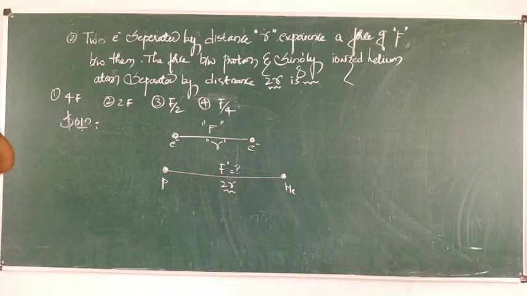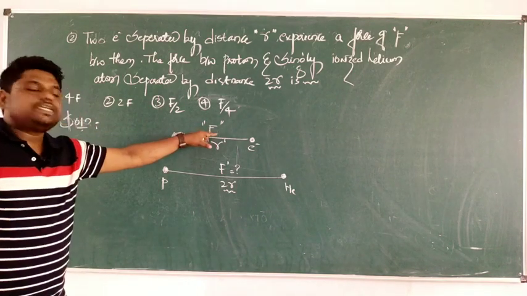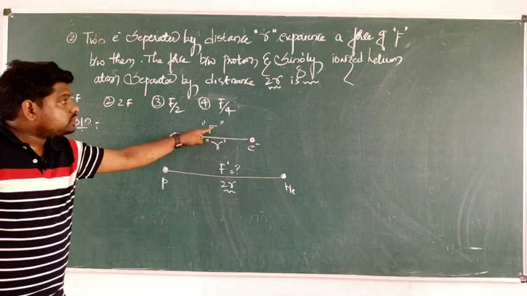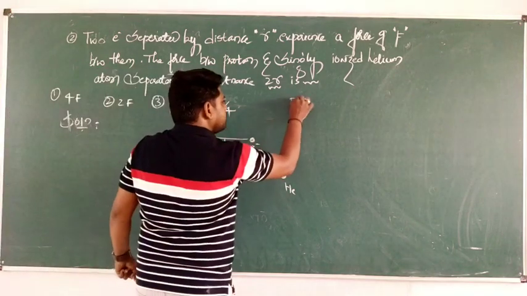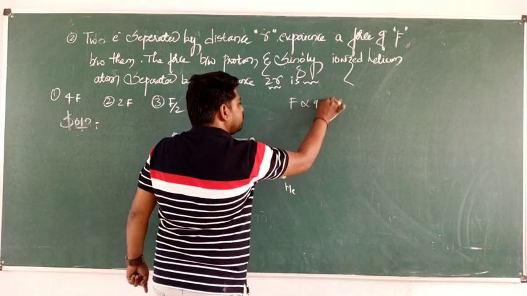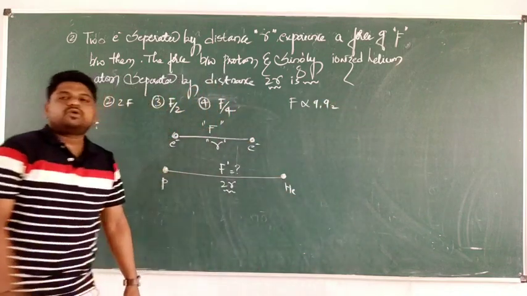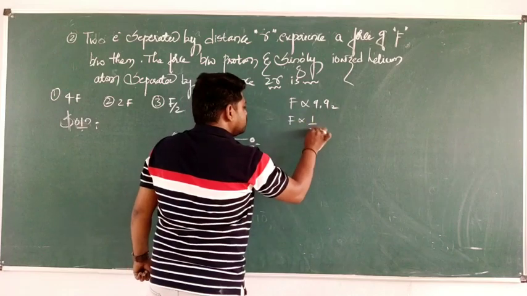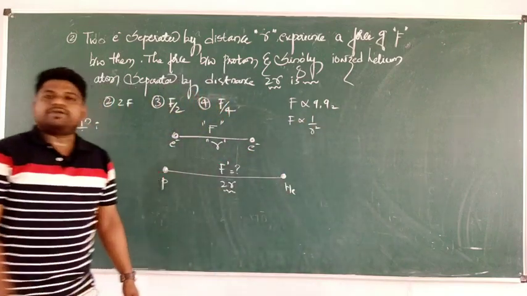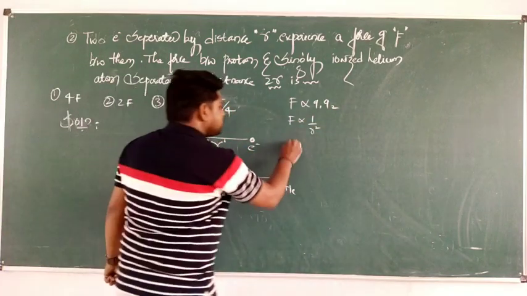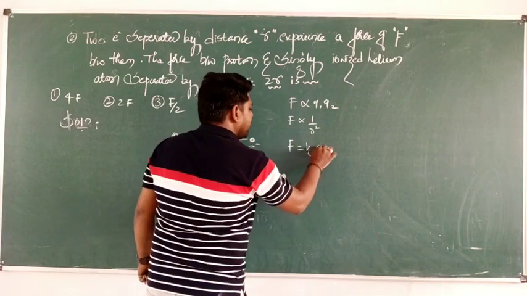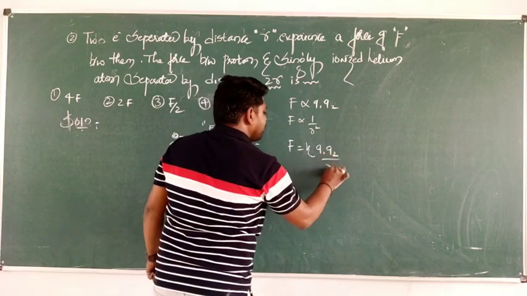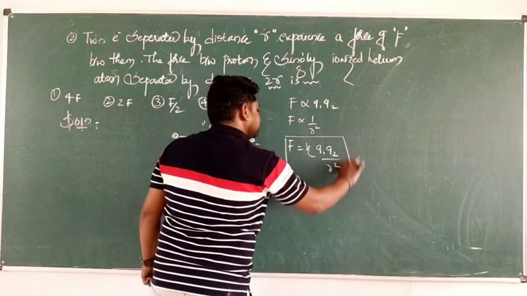Now, what does Coulomb's law say? Coulomb's law says force is directly proportional to the product of two charges and inversely proportional to the square of the distance between them. If I conclude this, I can write F equals K Q1 Q2 divided by R square, right?